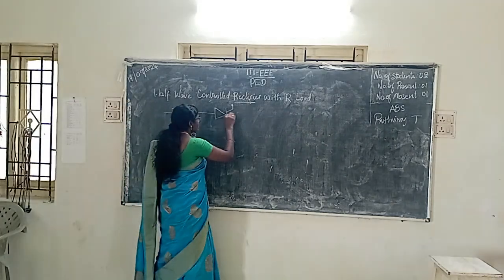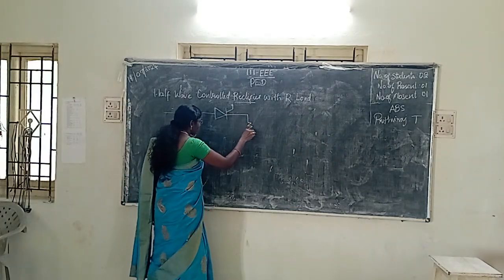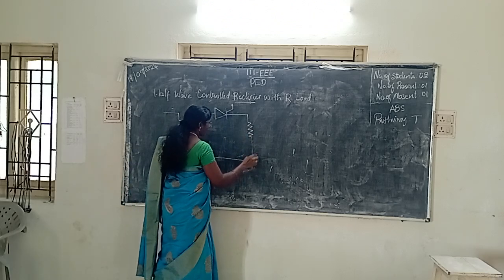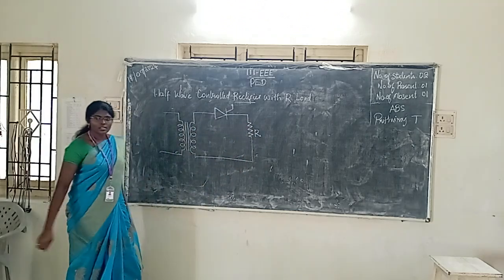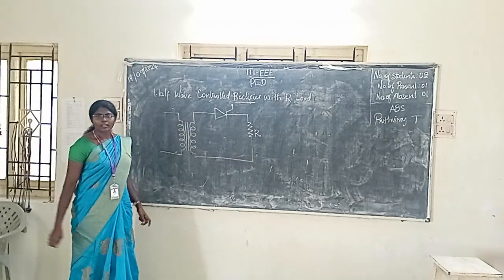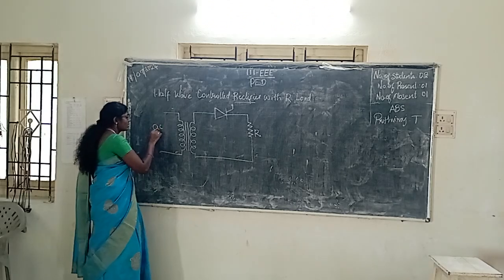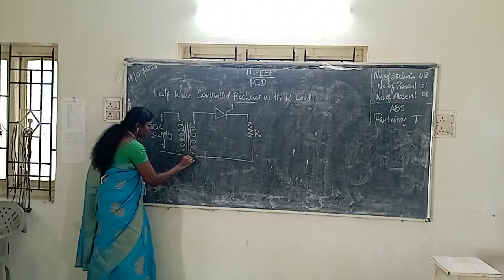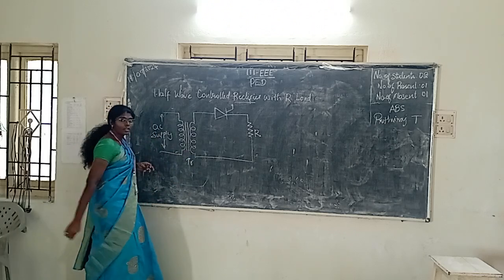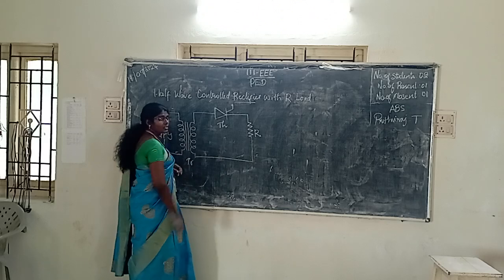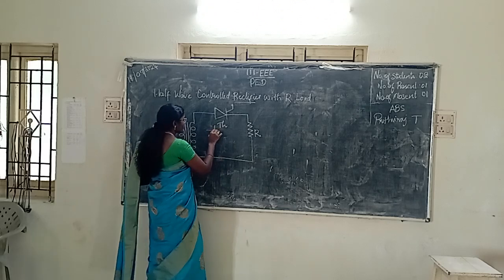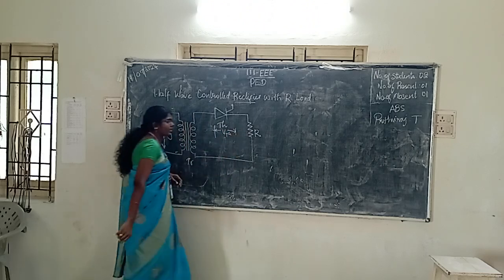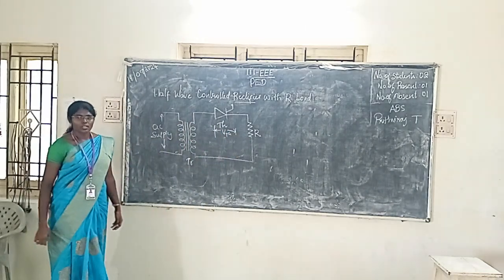Next, which load are we using? I am going to give a resistive load. So I am drawing a resistance, or resistive load of any type. This is the terminal with the AC supply given to the transformer. And this is the thyristor, and the voltage across the thyristor you will see in the graph. So we also have to measure the voltage across the thyristor.